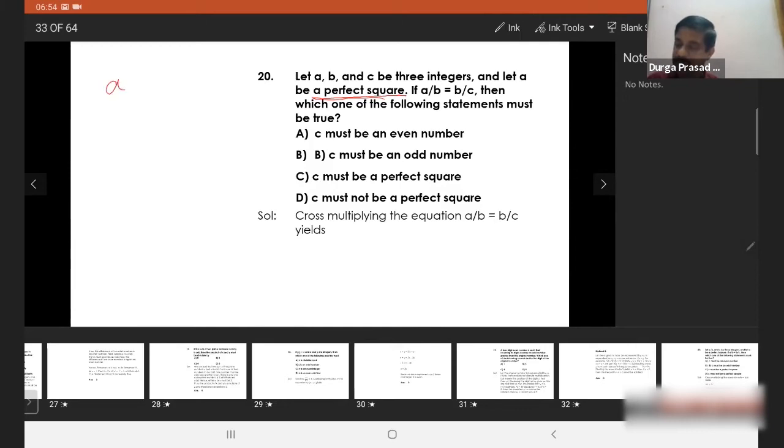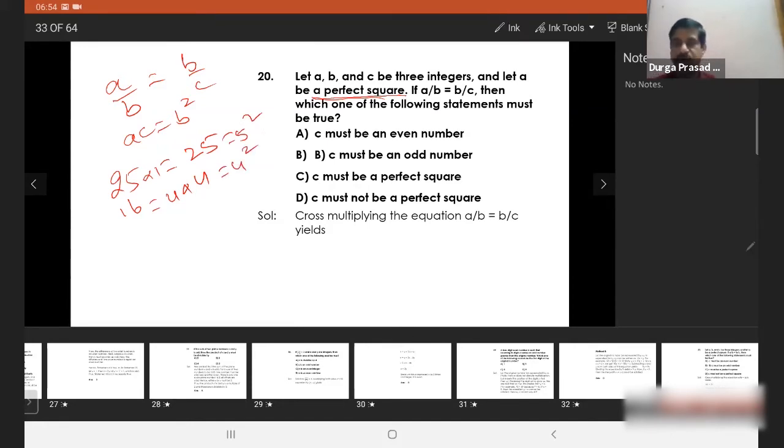A by B equal to B by C he gave, so AC equals B square. AC equals B square. So compulsorily B square should be a perfect square. But we should ensure that A is a perfect square. Like let us say 25 into 1 is 25. Now 16 is 4 into 4. In this case, B will be 5. In this case, B will be 4.